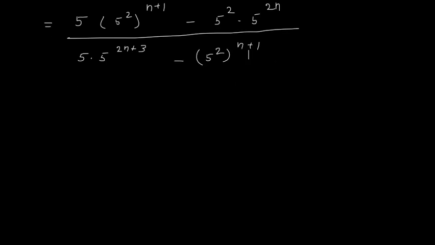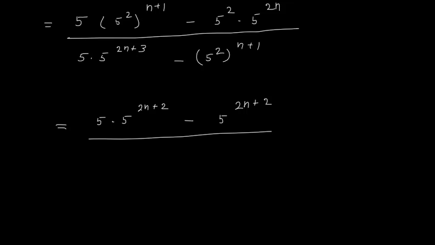So this will become 5 into 5 power, now this 2 will multiply by n+1, so it is 2n+2, minus 5^(2n+2), upon, here it is 5^(2n+4). Now this 5 means 5^1, so as the base is the same, powers are going to be added, and this is 5^(2n+2).